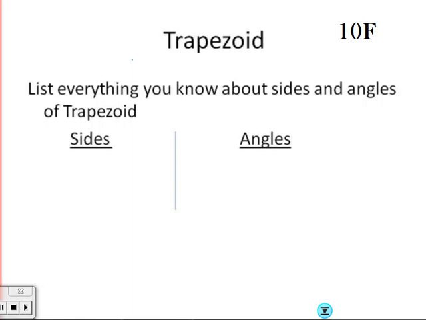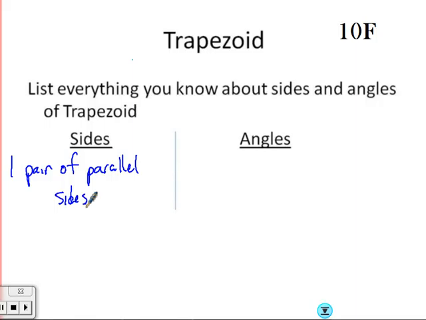All right, so first we're going to list everything we know about sides and angles of trapezoids. We're not going to list things that we know about quadrilaterals, things like the interior angles add up to 360. That's true for all quadrilaterals. It has four sides. That's true for all quadrilaterals. So we're going to try and just list the things that are specific to trapezoids, okay? One specific thing to trapezoids is that it has one pair of parallel sides, okay? That's one thing we know specifically about a trapezoid. Other than that, we don't know a whole lot about the sides.